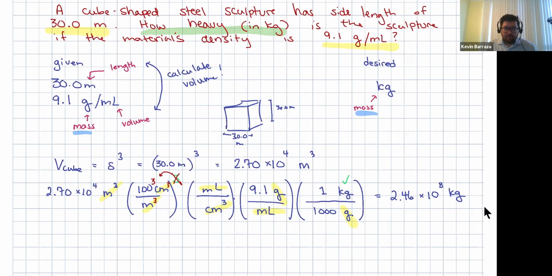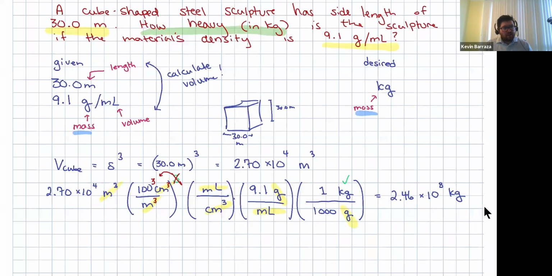But this metal cube that we have is the size of a building, pretty much. So we would expect that it would be pretty heavy. And that's another thing, take a moment to reflect on your answer and think, does this make sense? And yeah, a 30-meter cube made out of pure metal, that's going to be pretty heavy.